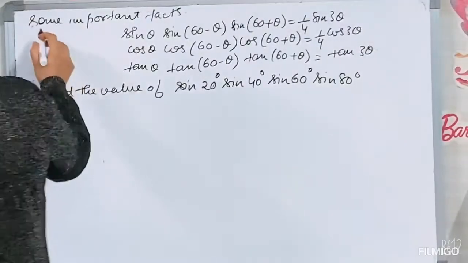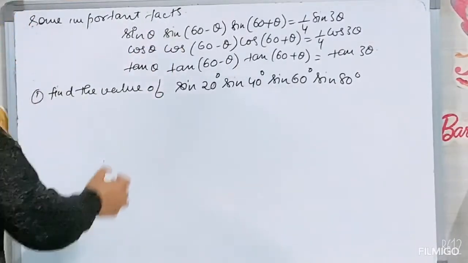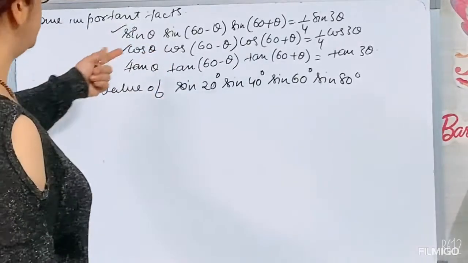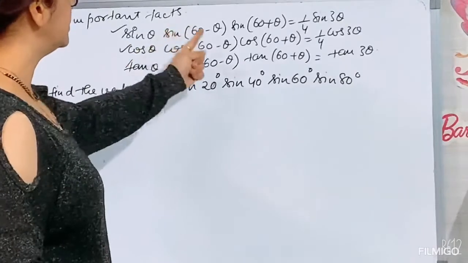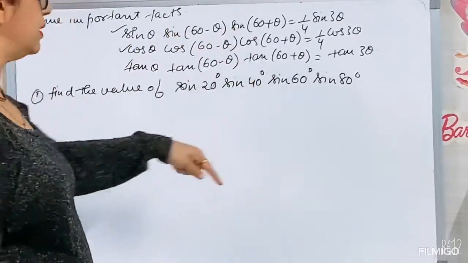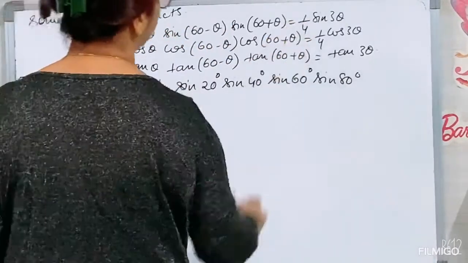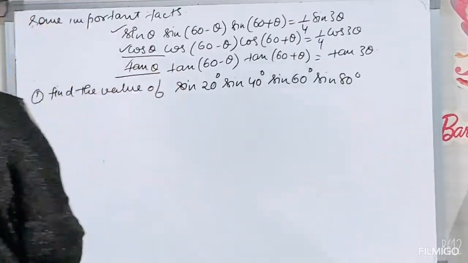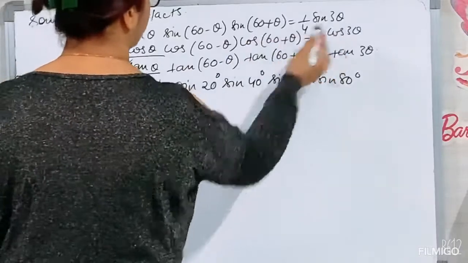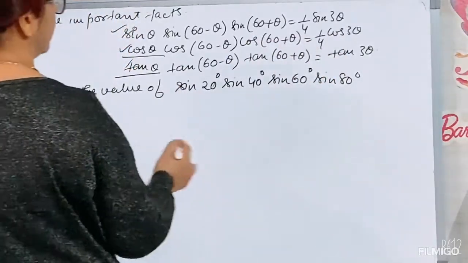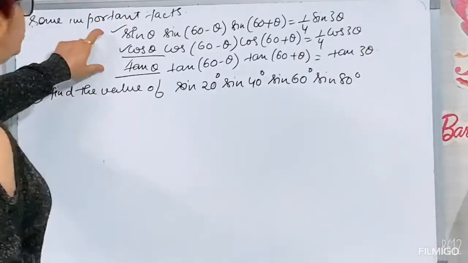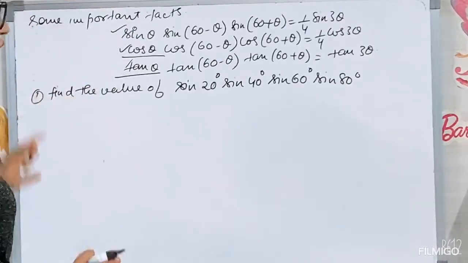Now some important facts about that. There are 3 formulas that I have written. Sine theta into sine 60 minus theta and sine 60 plus theta, the answer would be 1 by 4 of sine 3 theta. Similarly for the cos and similarly for the tan, the cos becomes 1 by 4 cos 3 theta and the tan becomes tan 3 theta.